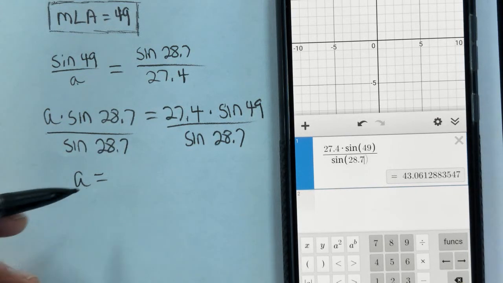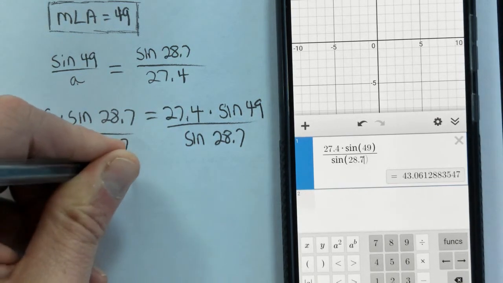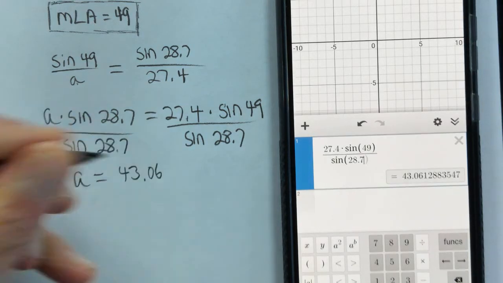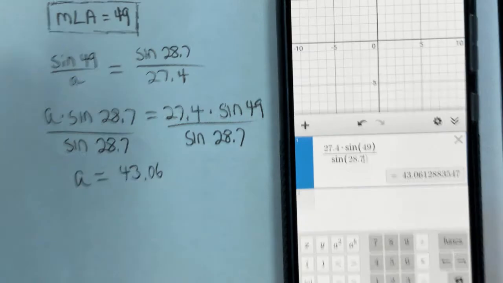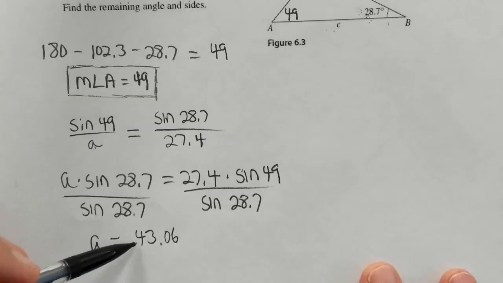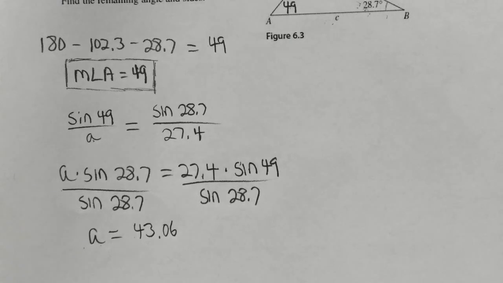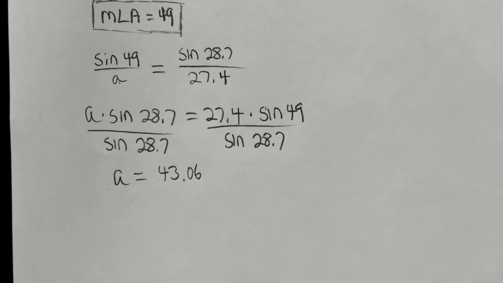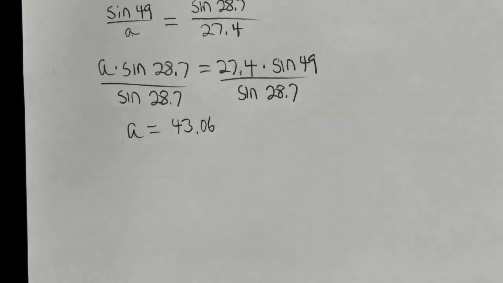So that side A now is going to be 43.06, whatever my units are. Okay? Did they specify? Yes, they did. Feet. All right. So that's 43.06 feet for that side. Okay. So now I've got one more side that I need to go in and try to finish up here, and that is going to be side C.